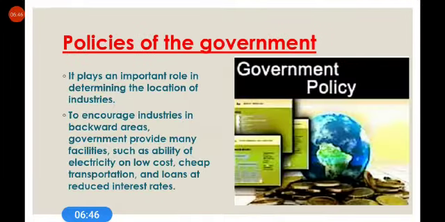The next factor is policy of the government. It plays an important role in determining the location of the industry. To encourage industries in backward areas, the government provides many facilities such as availability of electricity at low cost, cheap transportation, and loans at reduced interest rates.